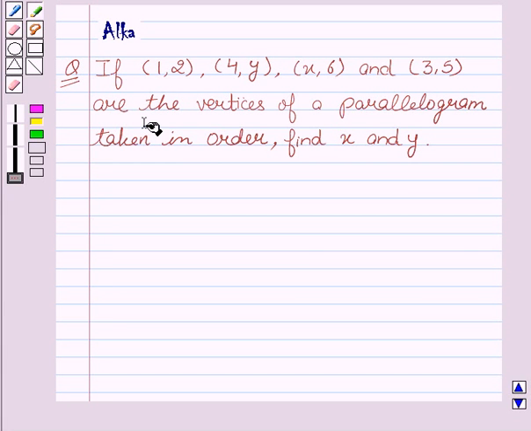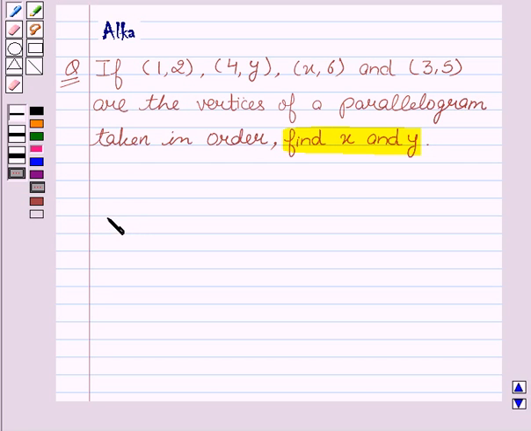I am Alka. Let's discuss the given question. If (1, 2), (4, y), (x, 6) and (3, 5) are the vertices of a parallelogram taken in order, find x and y. Now, before starting with the solution, I would like to tell you the basic idea behind the question.